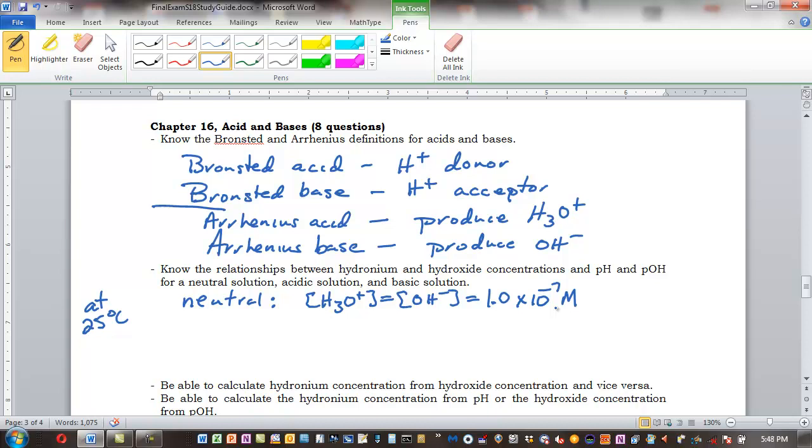Okay, so that's concentration. Let's do pH and pOH here. So for a neutral solution at 25 Celsius, pH will equal pOH, well, just in general. And then at 25 Celsius, they will both equal what? 7. Let me just tack it on here at the end. They'll both be 7.